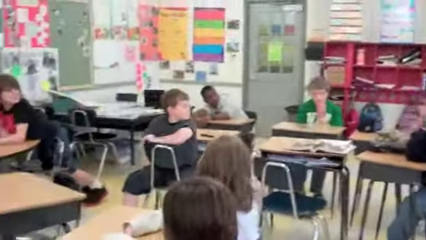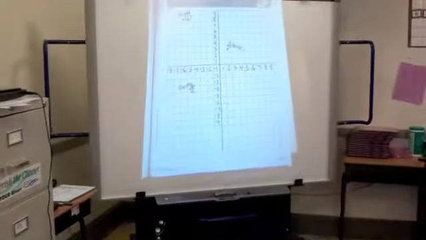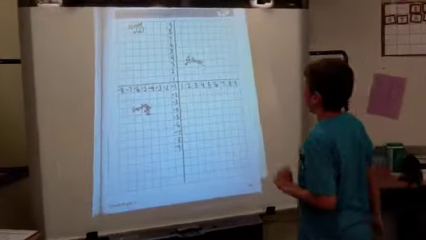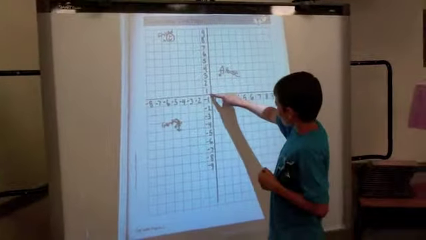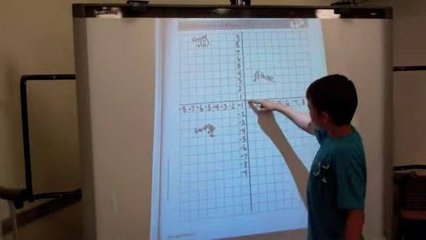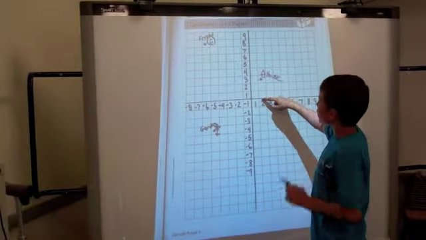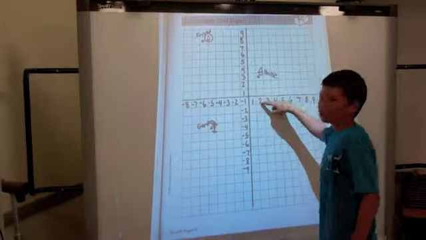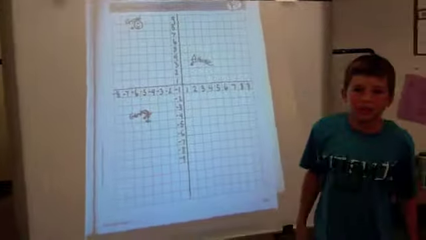Would somebody like to come up and show us how they would find the house? Go ahead, TJ. Show us how you would find the house. I would think you would go over first, and since the house is right here, you would go over, and that's 2, and then you would go up, and the house is on 3, so it would be 2, 3. It's 2, comma 3. The coordinates are in 2, over 2, up 3.